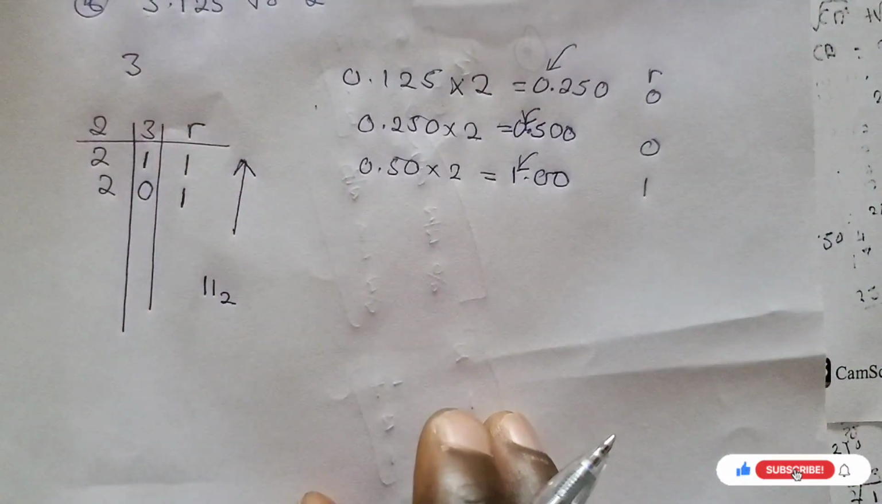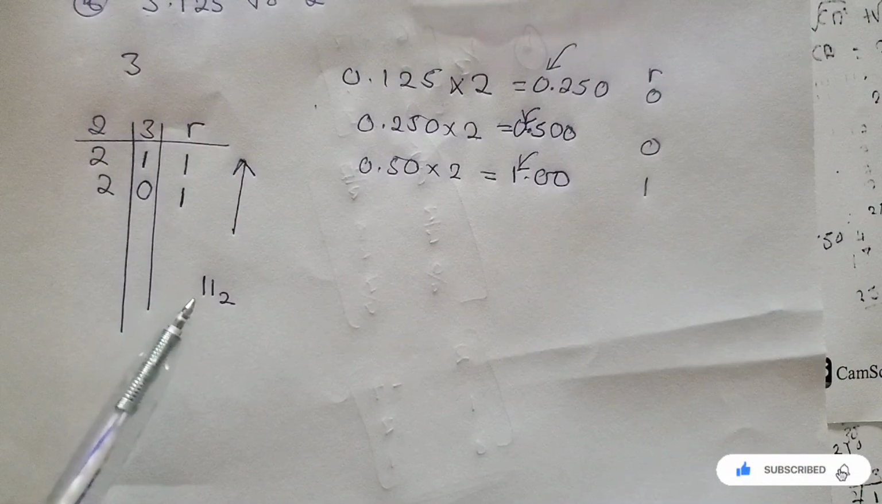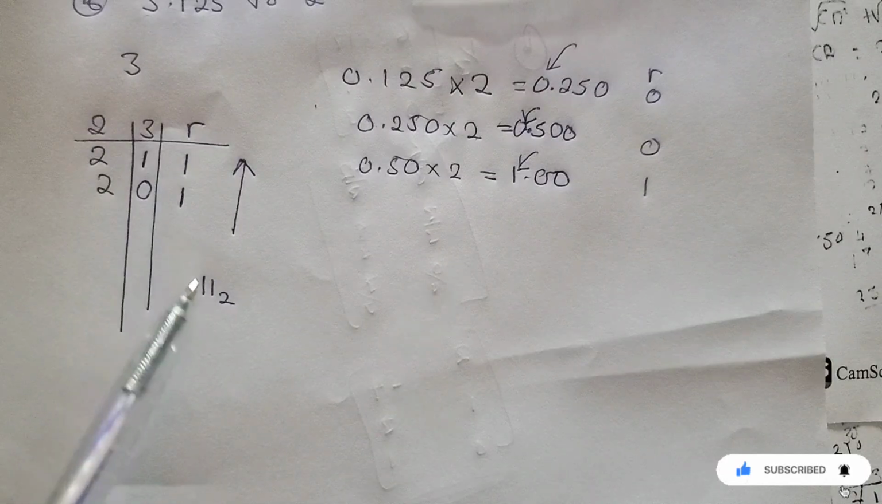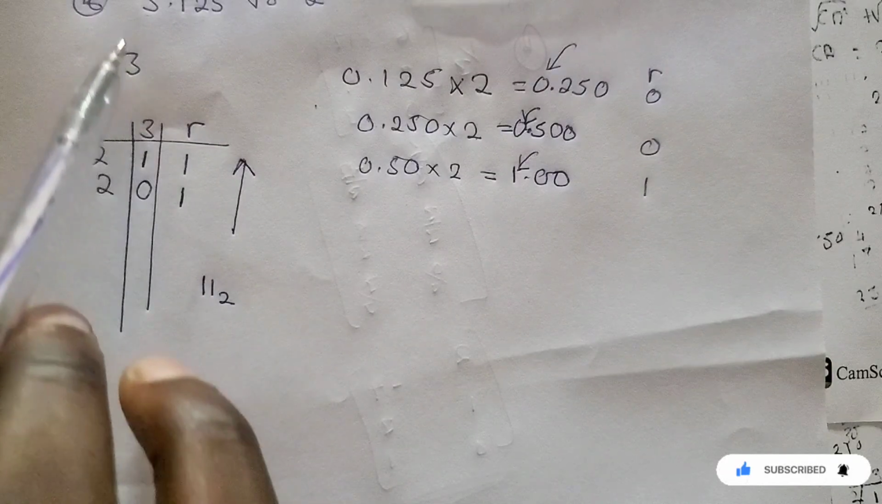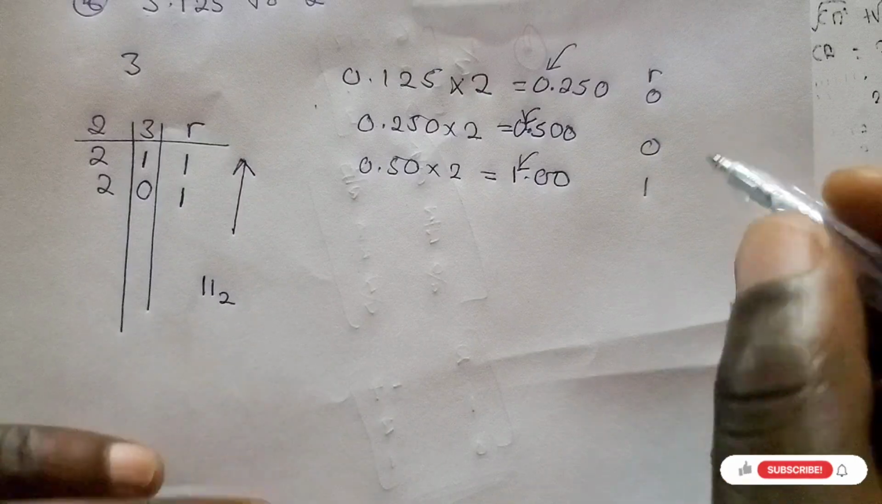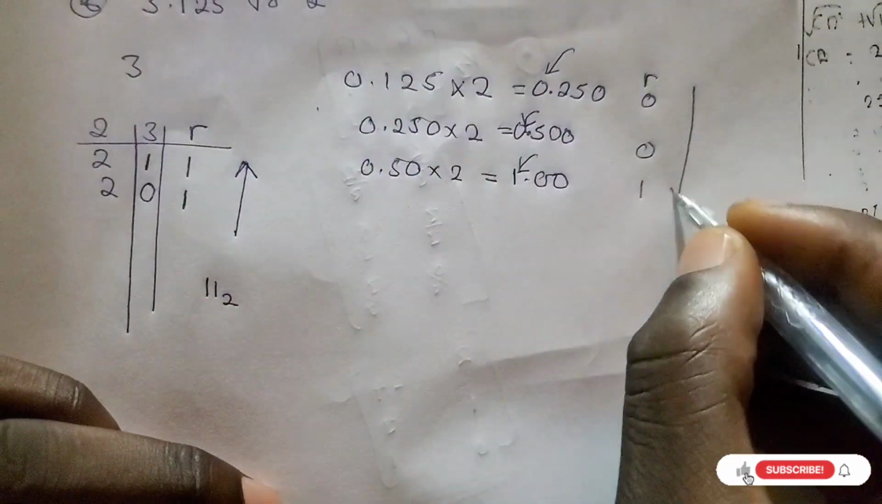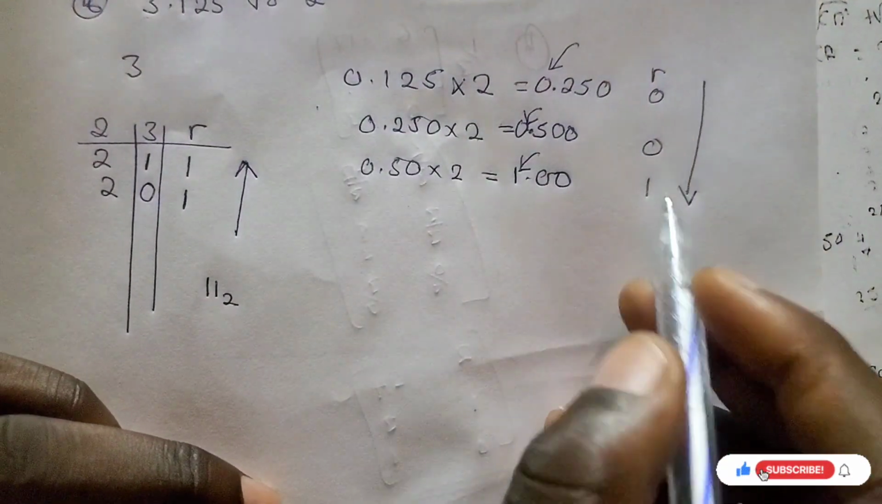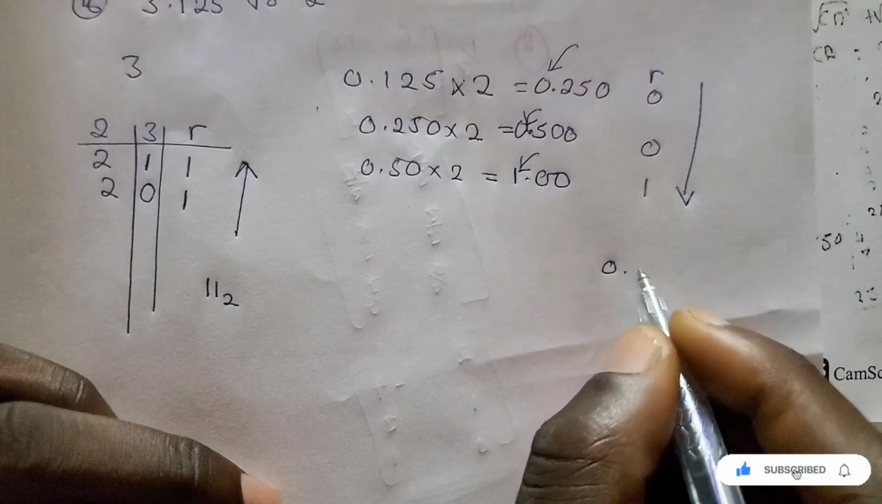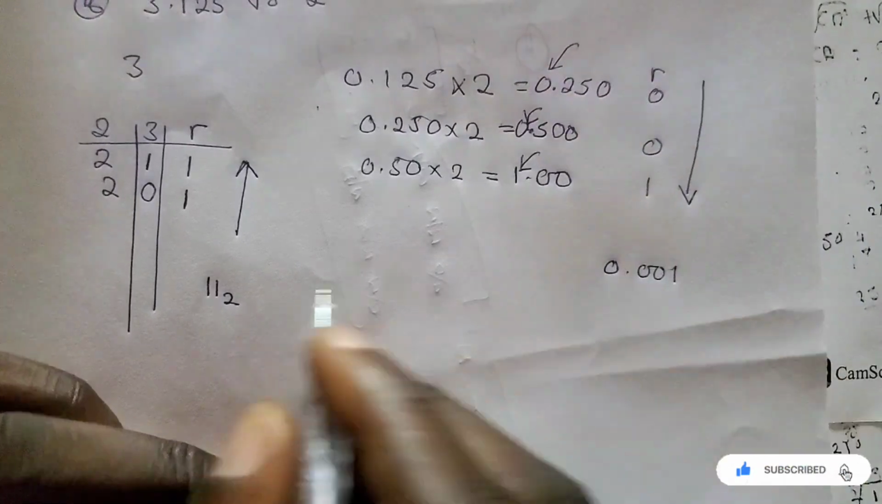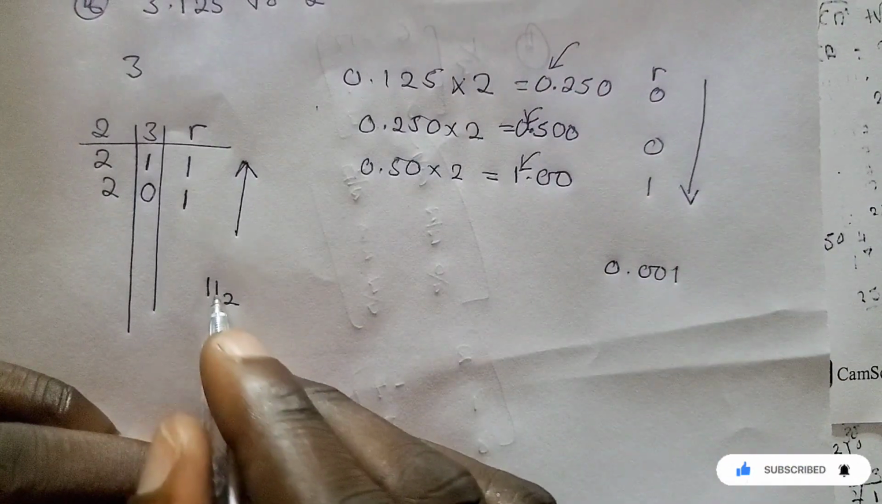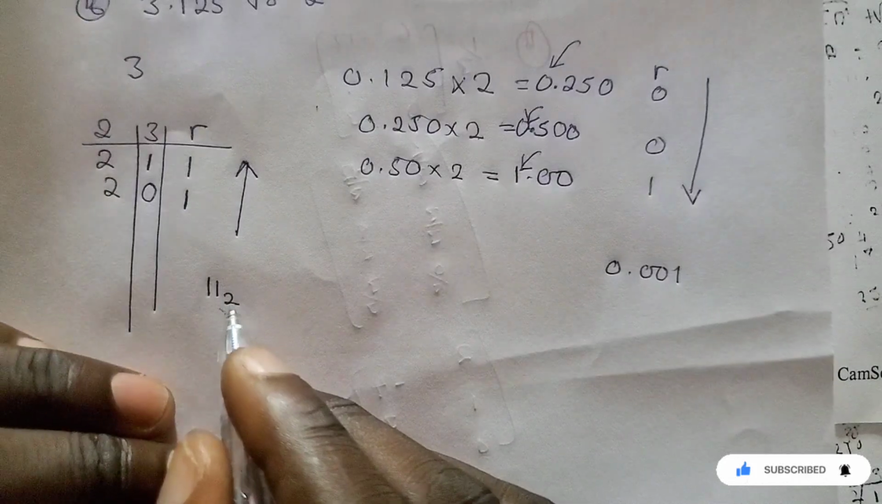Now remember very carefully how we get the numbers. For a whole number, the answer, we start from the bottom going up. But for the decimal, we start from the top going down. In other words, here we have 0.001. Then this side we found 11 as the whole number.